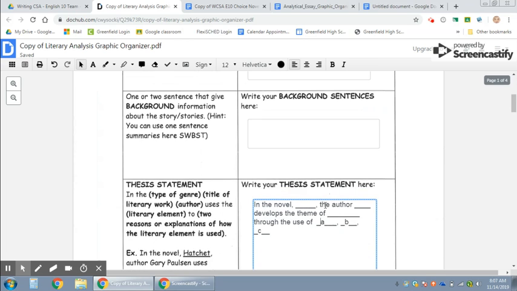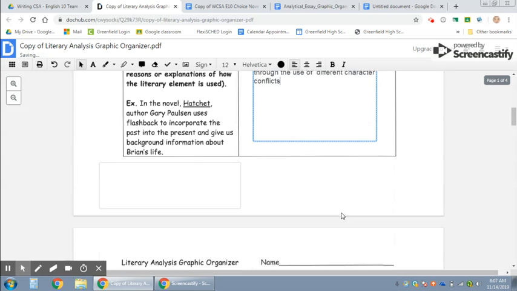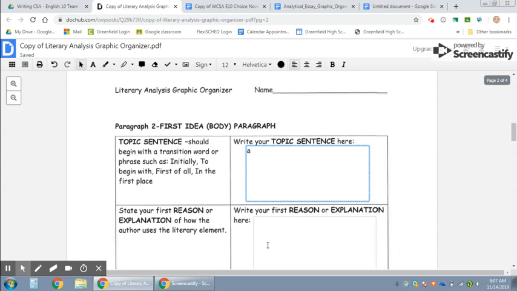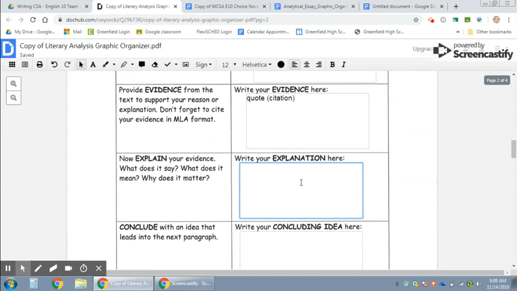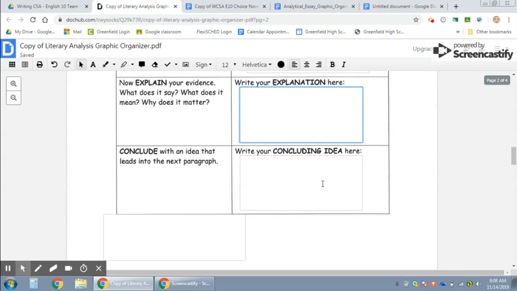If that's what your evidence suggests, through the use of different character conflicts, I would talk about in A, the first character conflict that shows the theme of, is, okay, and then I'd go through my evidence, explaining what my evidence is, giving a quote and citing it, explaining how the quote proves my claim, and then wrapping it up.